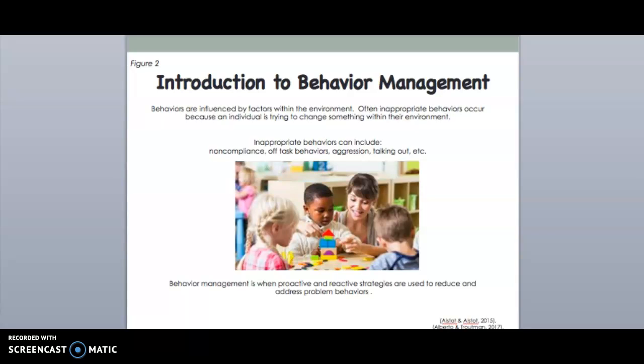Inappropriate behaviors can include noncompliance, off-task behaviors, aggression, and talking out. Behavior management is when proactive and reactive strategies are used to reduce and address problem behaviors in order to increase more desirable behaviors. By increasing desirable behaviors, learning time and productivity will increase. In addition, more desirable behaviors are more socially appropriate.